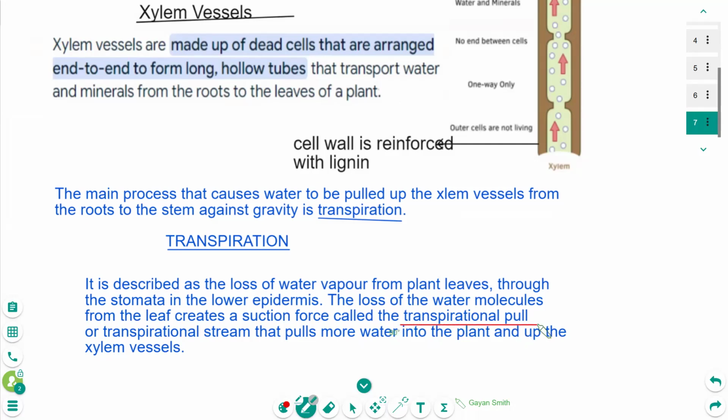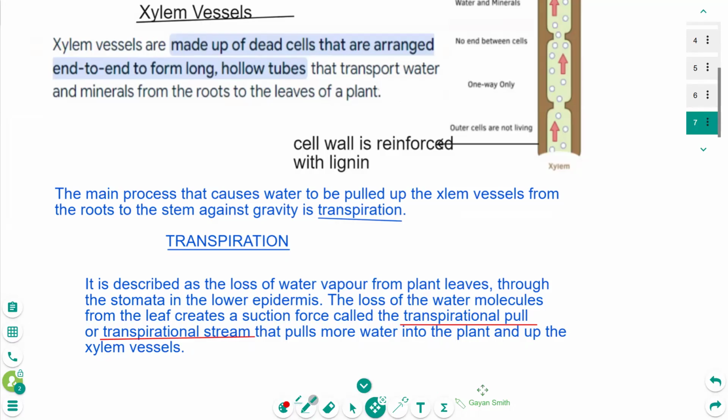So there are two ways you can get any object up to a certain height: you either push it up or pull it up. If the plant were pushing up the water, it would have needed a pump. Now, to bypass that, it uses the opposite way, which is to pull the water up using a suction force or a stream. And that suction force is created by allowing water to be lost from the leaf.